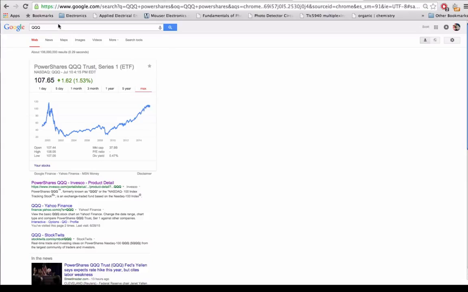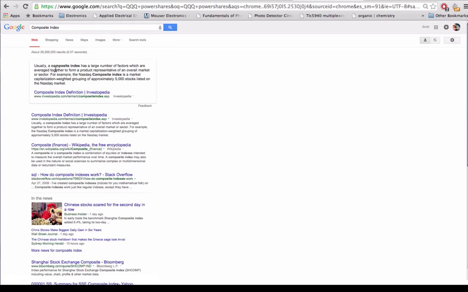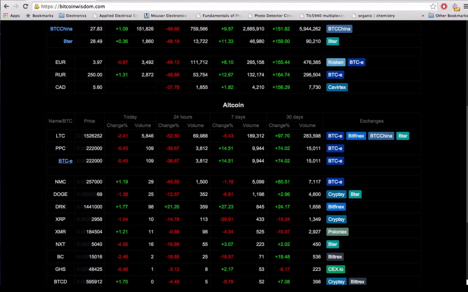Okay, let's look up what is a composite index, right? Composite index, that sounds like something fancy. No, look, a composite index has a large number of factors which are averaged together to form a product representative of an overall market or sector. I'm stating right now that Bitcoin should be your indication as like a composite index for all other alts. You might see them dip down whenever Bitcoin is going up, but don't be scared. They're going to go back up. You should be buying on these dips.